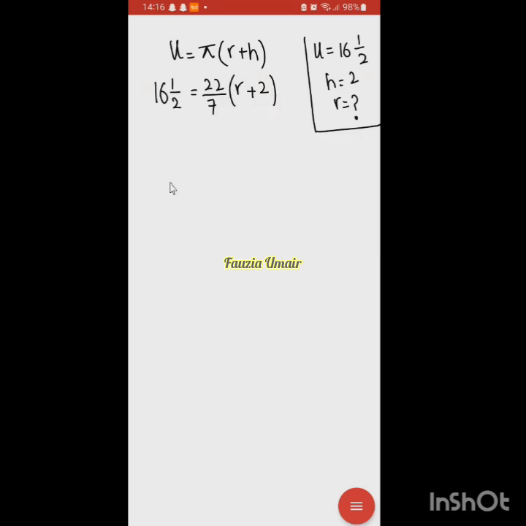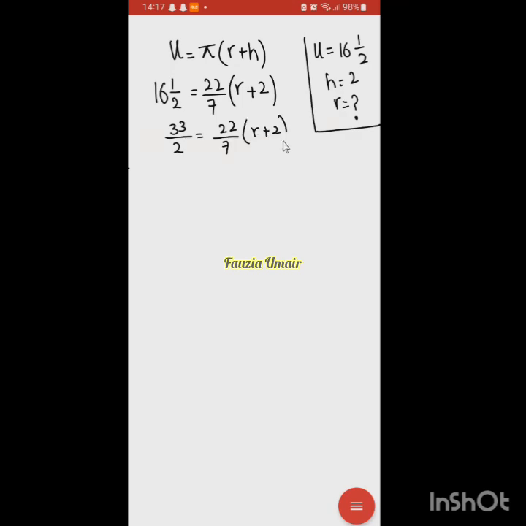So what is this 16? Mixed number. That's right. So what if we convert it into an improper fraction? What will that be? If we convert 16 whole 1 by 2 into an improper fraction, it is 33 by 2. Very good. 33 by 2 is equal to 22 by 7 into (r plus 2).